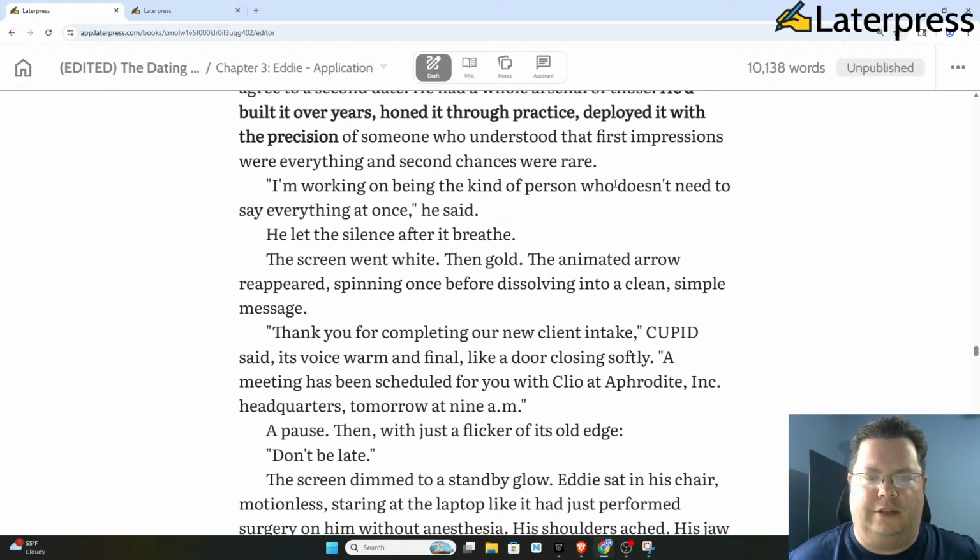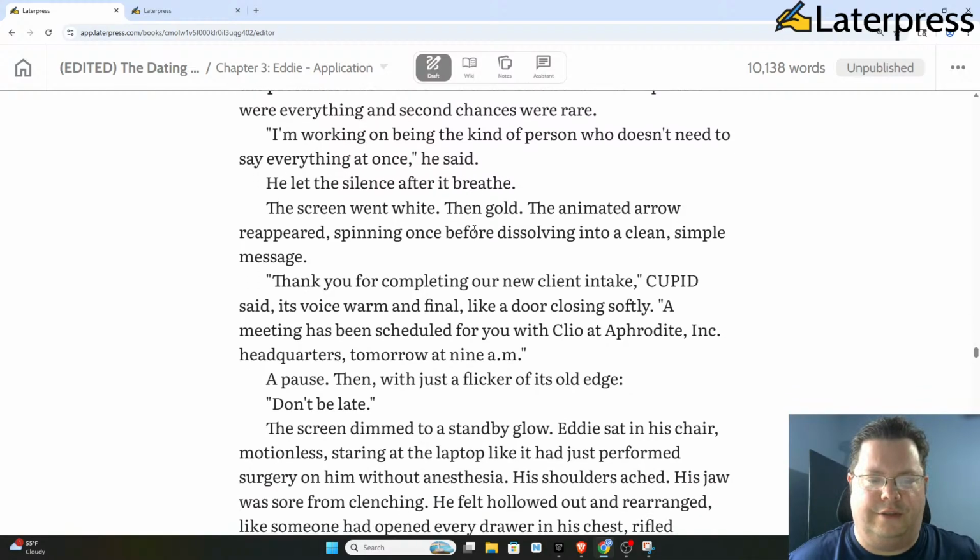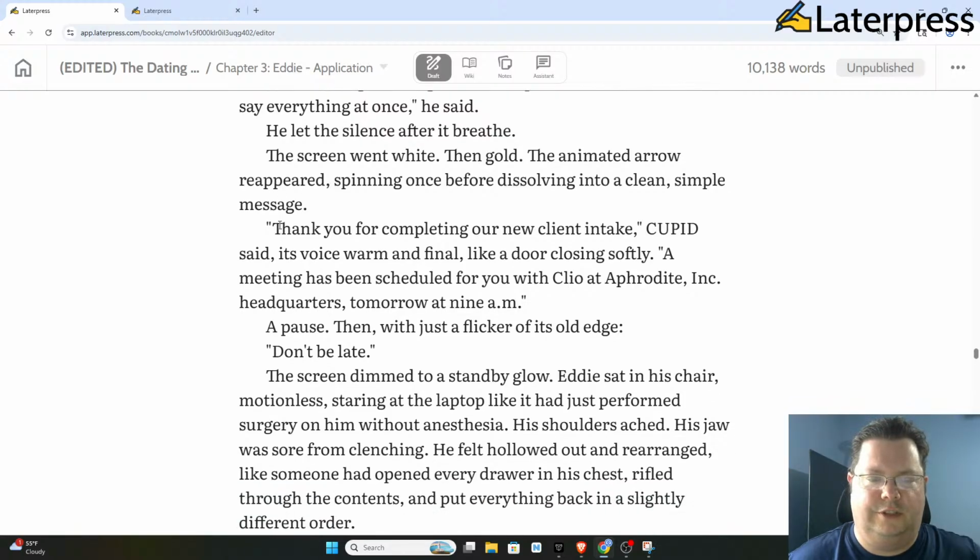I'm working on being the kind of person who doesn't need to say everything at once, he said. He let the silence after it breathe. The screen went white, then gold. The animated arrow reappeared, spinning once before dissolving into a clean, simple message. Thank you for completing our new client intake, Cupid said, its voice warm and final, like a door closing softly.